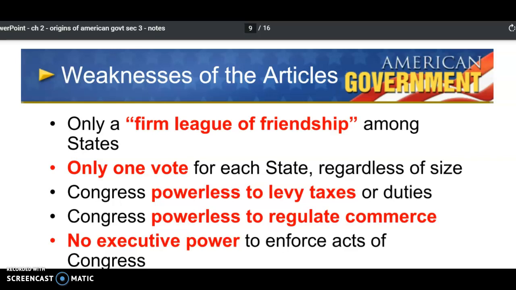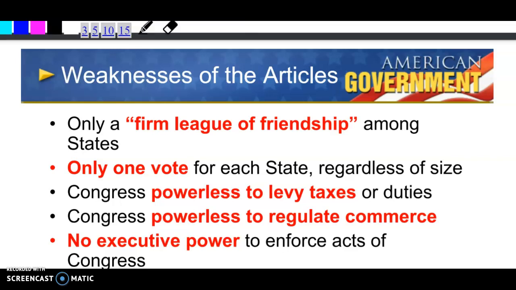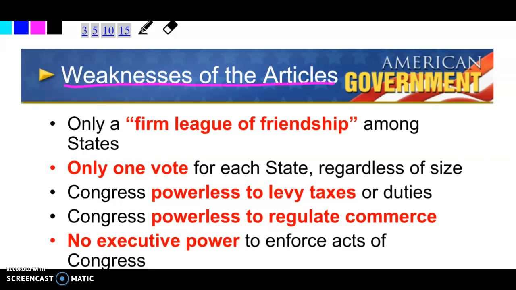So back to the focus question, the weaknesses of the Articles. The question is, why were they weak? Why do we not still have the Articles of Confederation today? Well, it's because these are some of the reasons why.